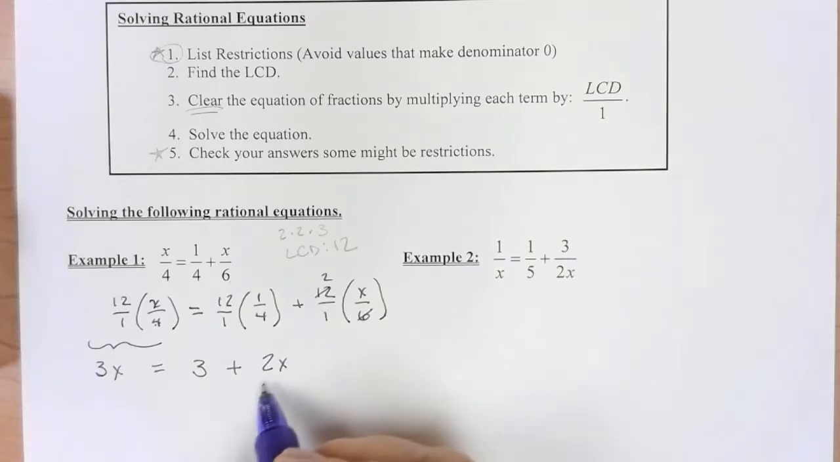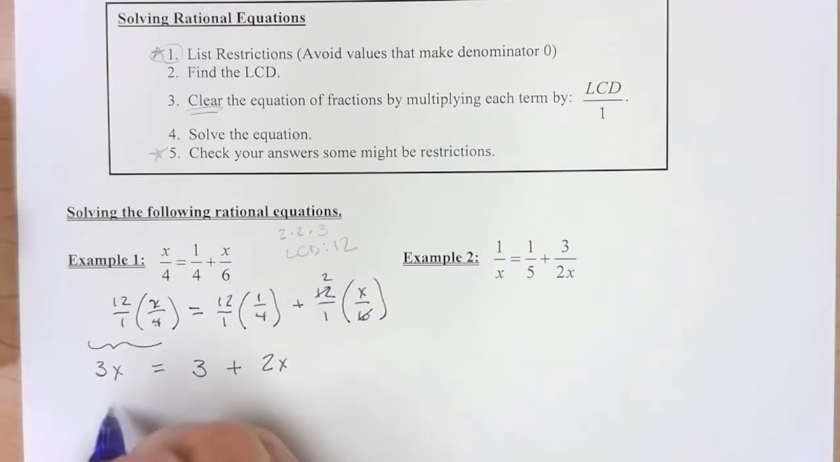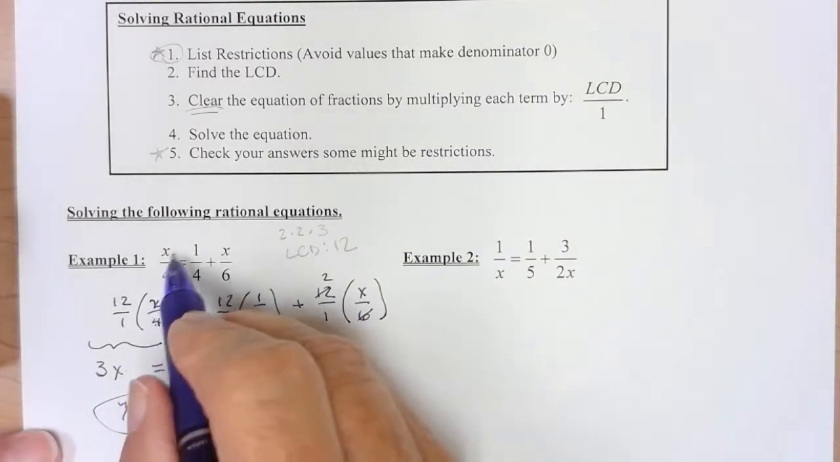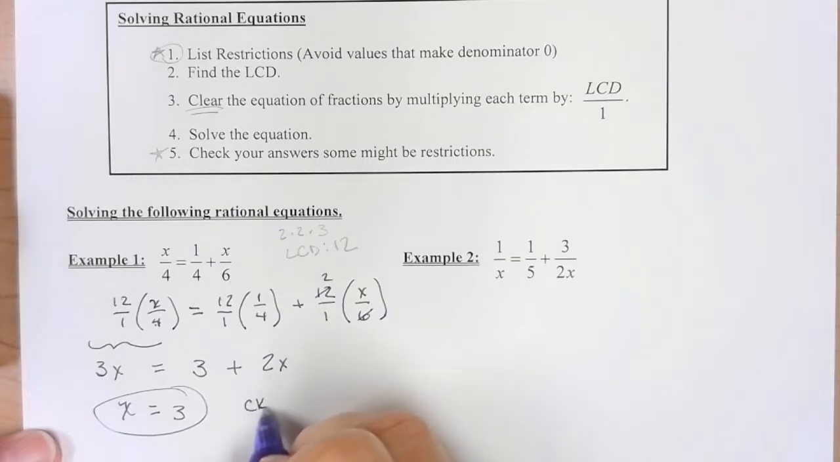So this is a simple linear equation. Subtract 2x from both sides. So it looks like x should be 3. We can check by hand if you want. Substitute 3 in, so this will be my check right here. That would be 3/4 equals 1/4, plus 3 over 6.